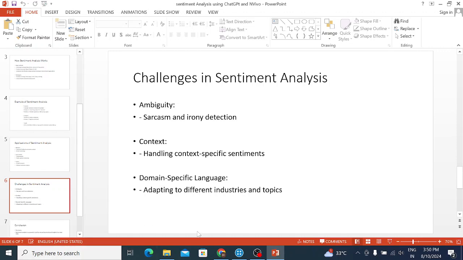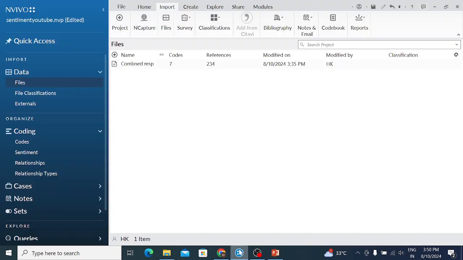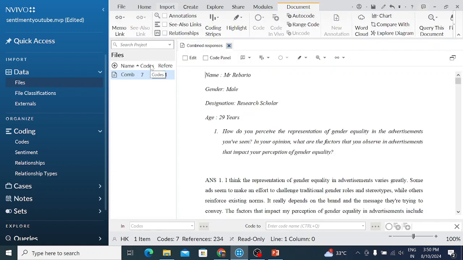So let me give you an idea of how we generally do it in NVivo. Let's say this is the NVivo interface and I import a file. Let's say this is an interview which I have taken from four different respondents, or for that matter, any number of respondents. And I want to identify the sentiment of the combined responses. The first interviewee is Mr. Revario, a male research scholar, 29 years old. I asked the first question, how do you perceive the representation of gender equality in advertisement? And then this is the answer.